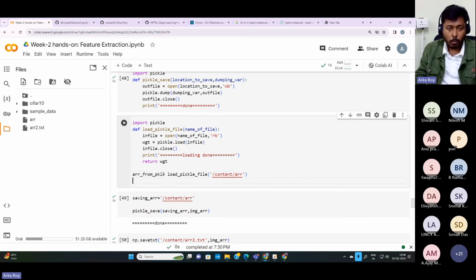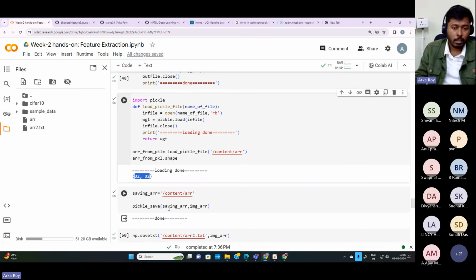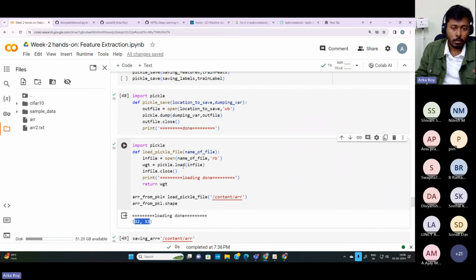So how will you ensure that they have the same information or not? You can write shape. Now you can see the shape is again 32 by 32, which is there in the original image ARR. So image ARR also was a numpy array of 32 by 32, and whatever you have saved over here is also giving you the same data.